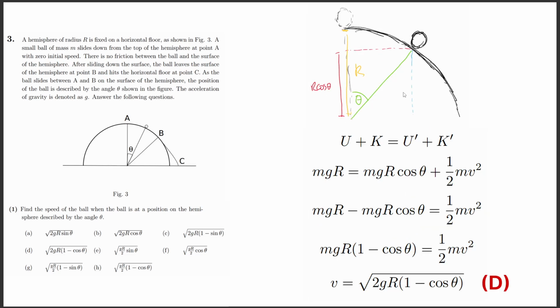So let's get back to here. I'll draw it. Calculating it, we get v is equal to the square root of 2gr times (1 minus cosine theta). So it is the answer D.